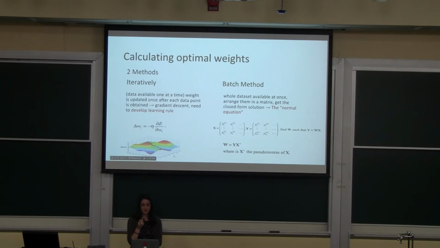The second way to calculate the weight matrix is if you have all the data at once. You can build your X matrix and your Y matrix from the inputs and the outputs, arranged in columns, and then calculate the pseudo inverse of X, because it may not have full rank, and get the weight matrix, which is Y times the pseudo inverse of X.